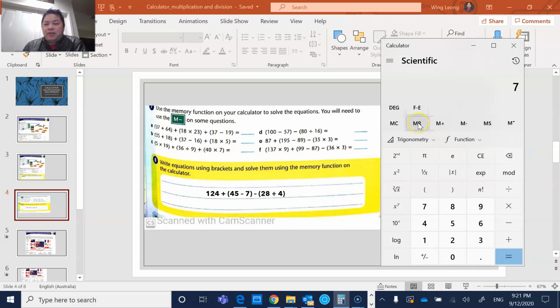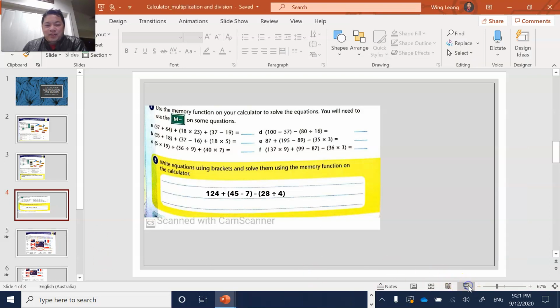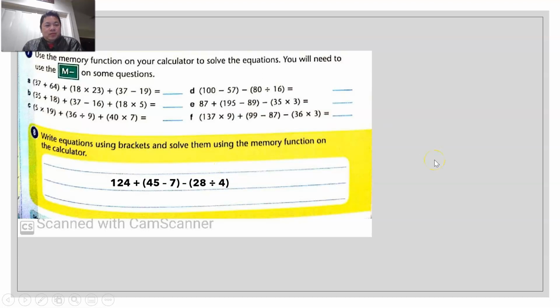Okay, recall all the three sets of numbers. My answer is 155. Got it, everyone? Okay, moving on to the next part of the work.